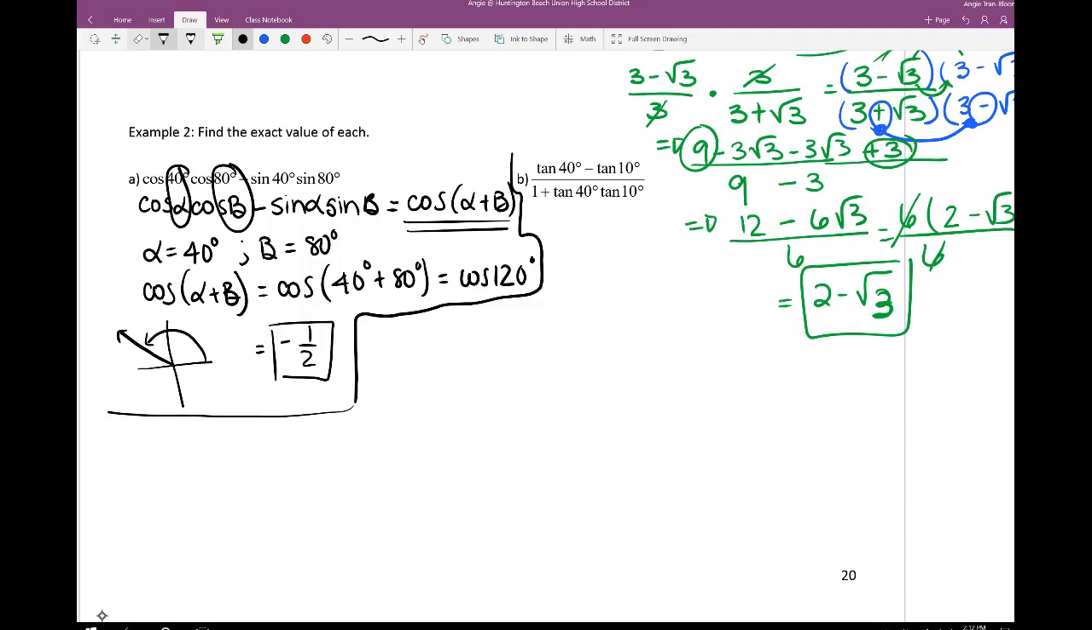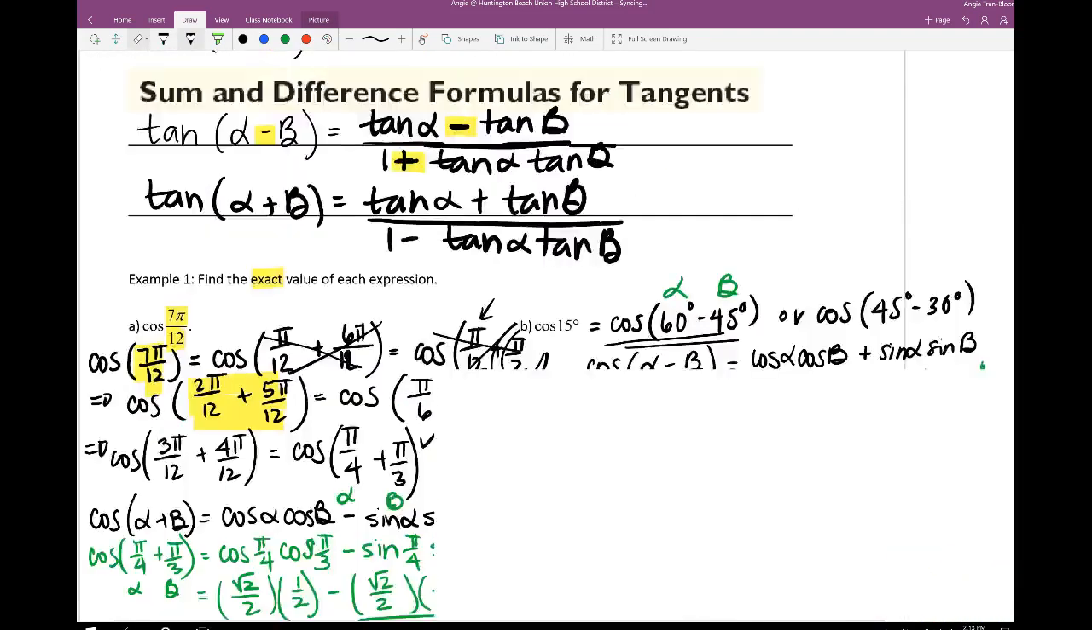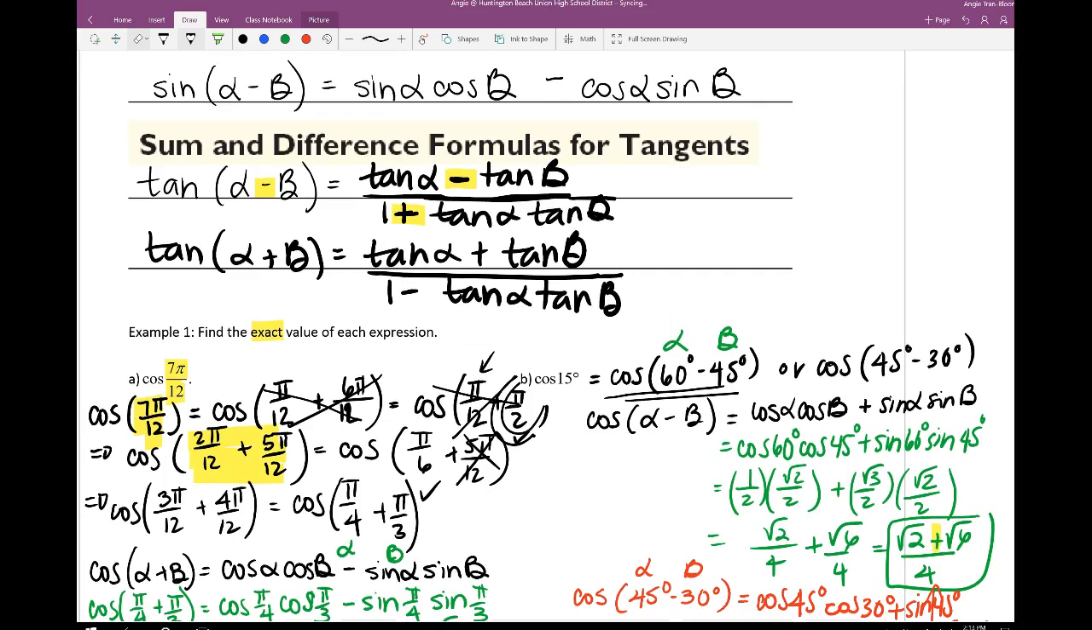Now that you have tried it on your own, let's work it out together. So according to the expression, tangent of 40 degrees minus tangent of 10 degrees, all divided by 1 plus tangent of 40 degrees times tangent of 10 degrees. Because the numerator has a minus, according to my formula that we have written up here, I know that this is a difference of tangent.